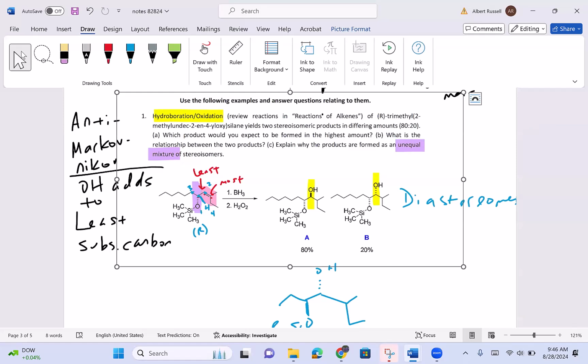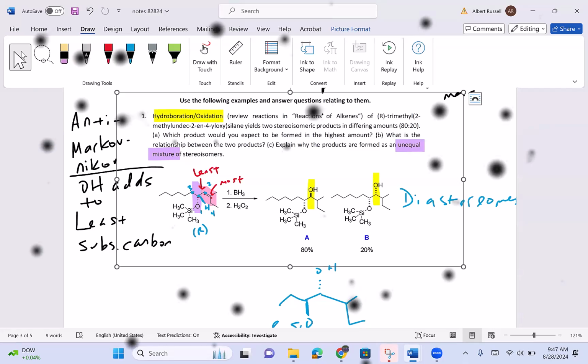Which product would you expect to be formed in the highest amount? Obviously, the ratio is given. A is formed in 80%, and the diastereomer B is formed in 20%. But the question now is why? Why do we see this unequal mixture? What is it about that pre-existing chiral center that causes that bias? Look at the alcohols and how they're oriented relative to the pre-existing chiral center and tell me what your thoughts are on that, especially if you watch the video.